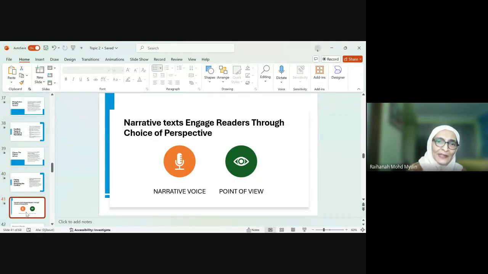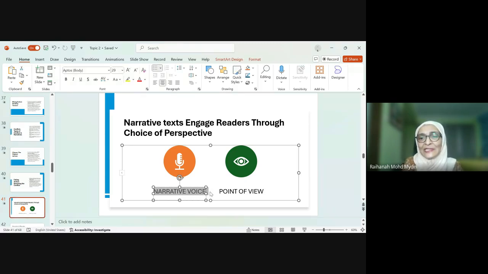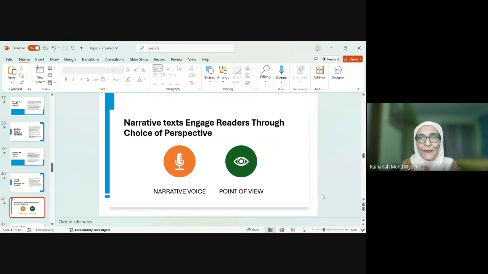And another aspect that I want you to focus on is how the narrative text engages the reader through the choice of perspective. So what that means is, there might be a story, this is one story, but the story is told from a particular narrative voice and a particular point of view. And that narrative voice and point of view may cause you, the reader, either to be influenced in a particular way, or to be confused in a particular way, right? So be mindful of that narrative voice.